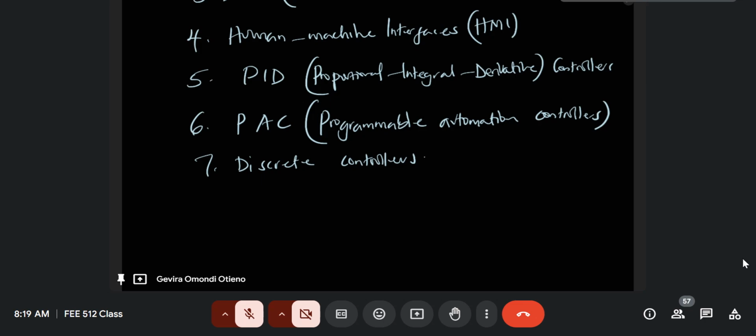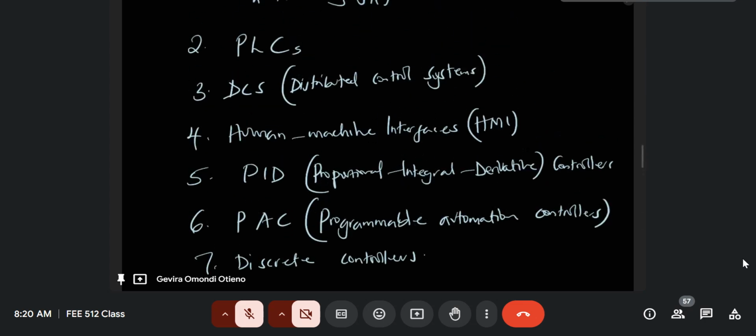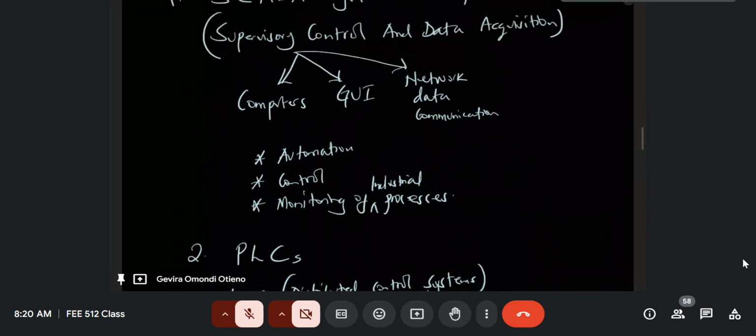So you can see, ladies and gentlemen, that in the industrial automation world, we have a lot of different types of controllers, and each one of them is applied based on the complexity of your operation, or sometimes also just based on the application that you want to achieve. So these are several of those. You can have more, but these are the most common ones.